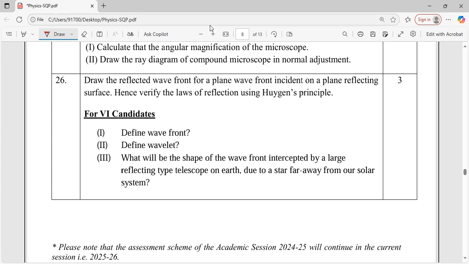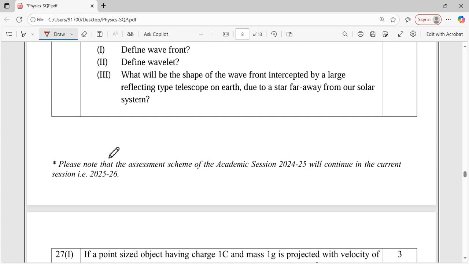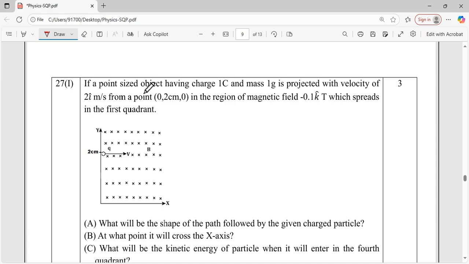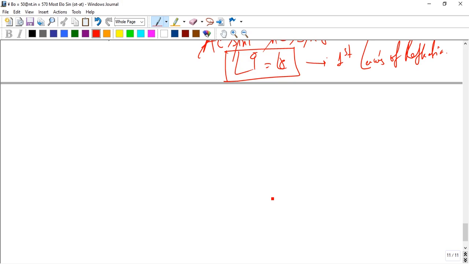Okay, next is question number 27. A point object having a charge of 1 coulomb and mass of 1 gram is projected with a velocity of 2 i cap meter per second from the point 0, 2 centimeter, 0. The region has a magnetic field of 0.1 k cap Tesla, which is spread in the first quadrant. The data are given here, along with a diagram.